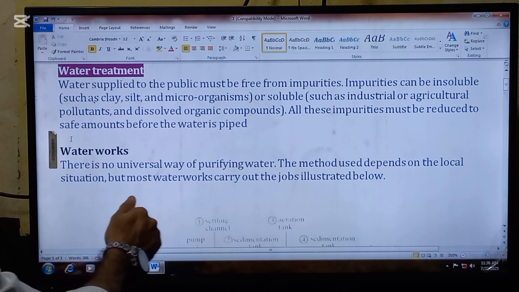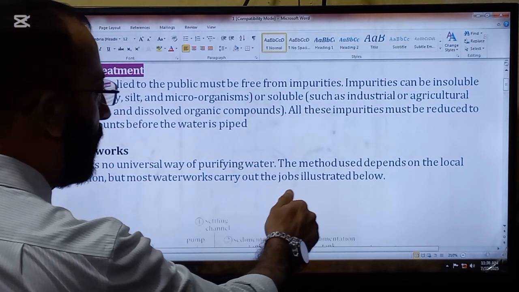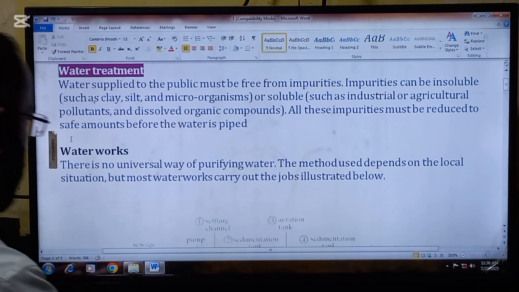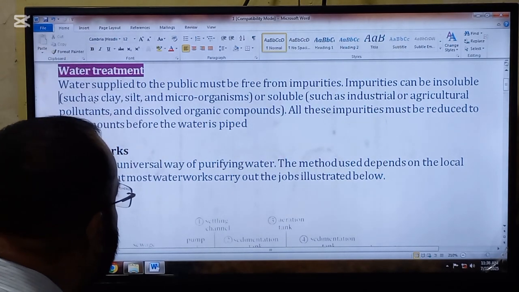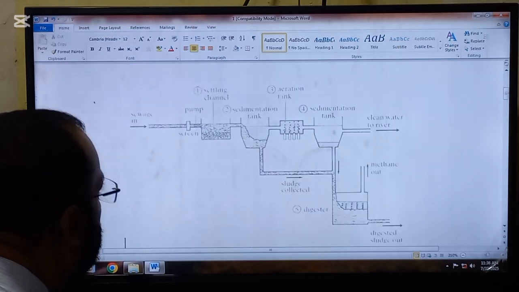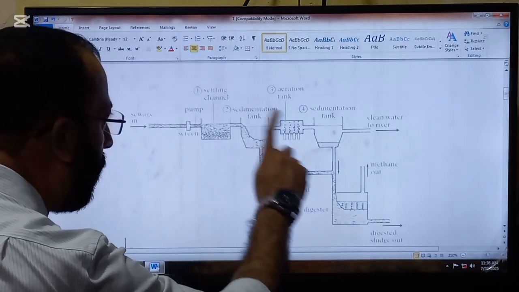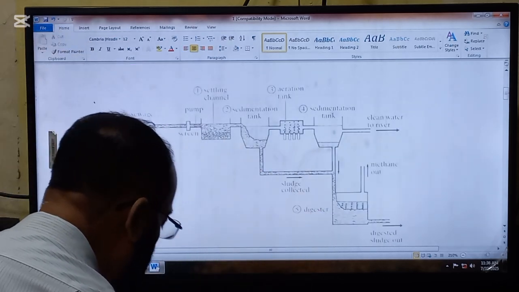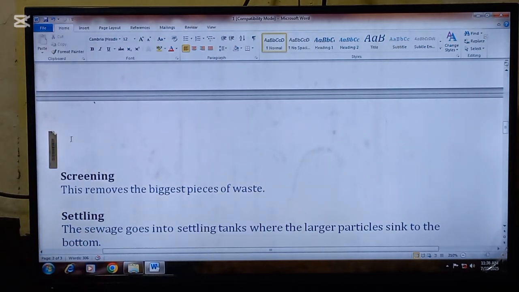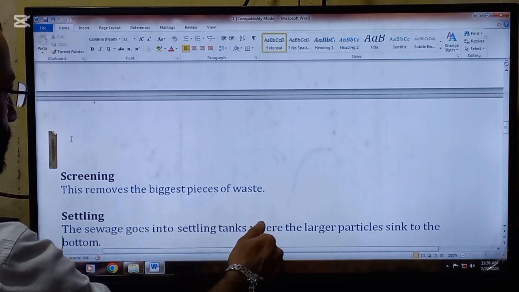Waterworks. There is no universal way of purifying water. The method used depends on the local situation, but most waterworks carry out the jobs illustrated below. Here is the figure, and now all these processes are being discussed in detail. The first step in purifying the water is screening. This removes the biggest pieces of waste.